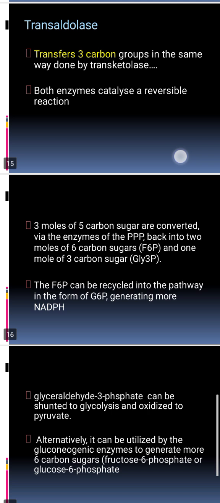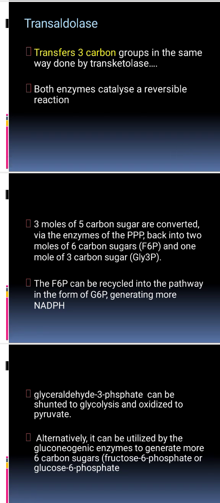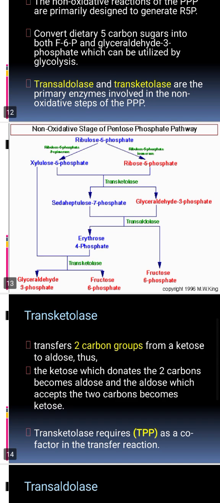Okay, the 3 moles of 5 carbon sugar are converted via the enzymes of the pentose phosphate pathway and will be packed into 2 moles of 6 carbon sugar, which is fructose 6-phosphate, and 1 mole of 3 carbon sugar, which is glyceraldehyde 3-phosphate, as shown here in the last line in this diagram.